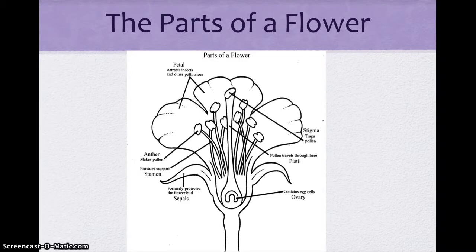Chemicals, called enzymes, drill a channel down through the style to the ovary where the egg is. Fertilization occurs when the pollen joins with the egg. After this, a seed forms inside the fruit. Germination is the process when a seed grows into a seedling.